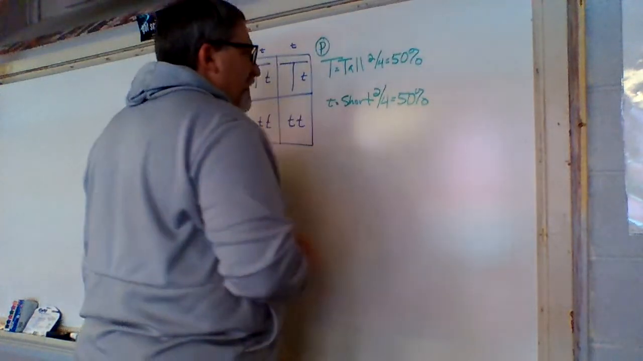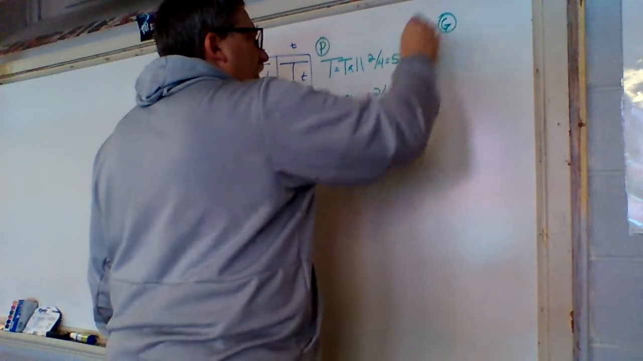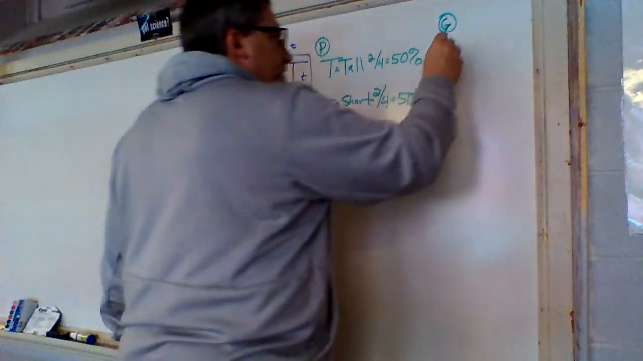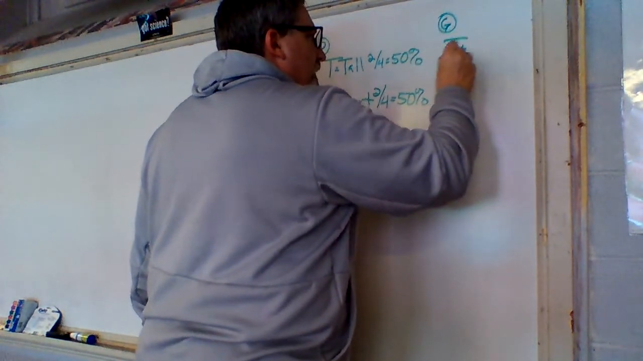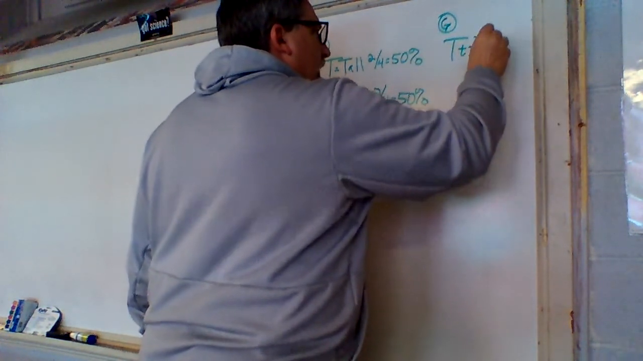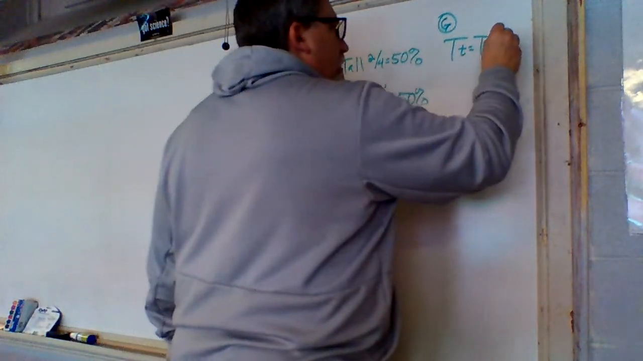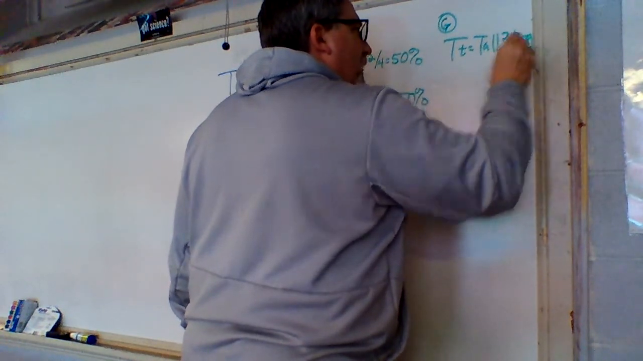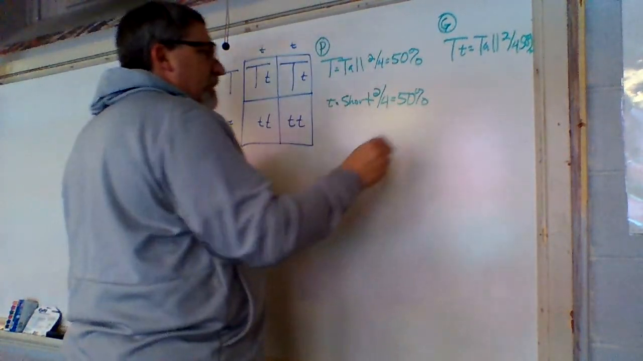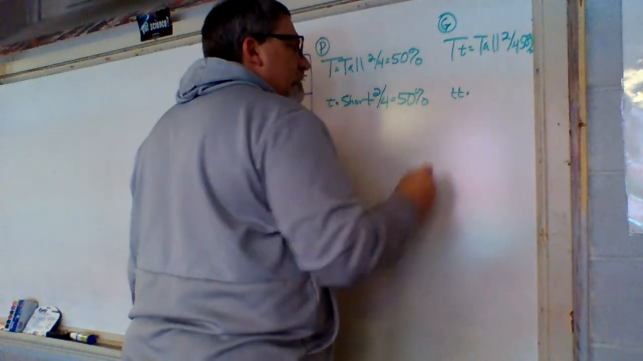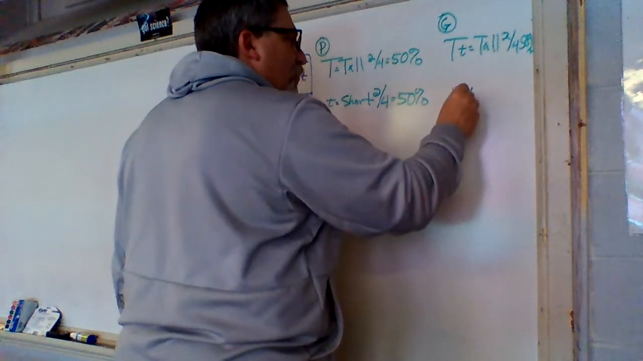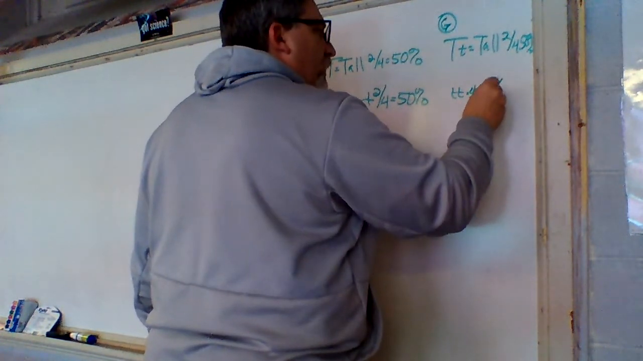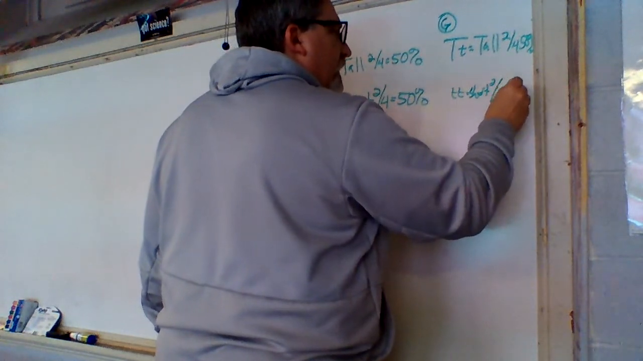All right. Genotype. This is where we figure out your allele combinations. I see big T, little t. That will give you a tall, and that is 2/4, 50%. I'm running out of room. All right. I see little t, little t. Okay. That's a short. 2/4, 50%.